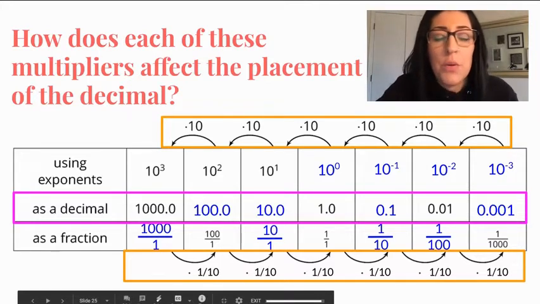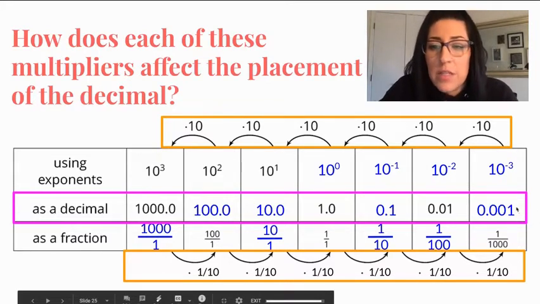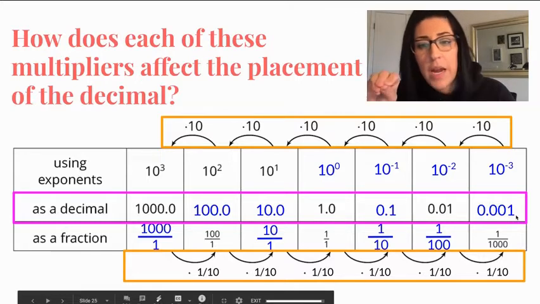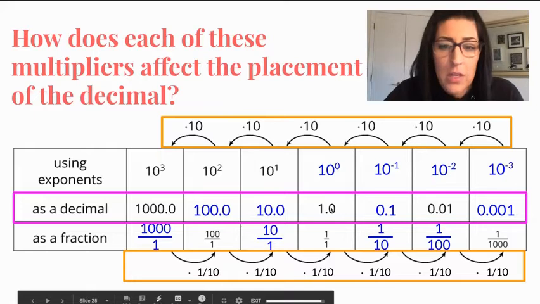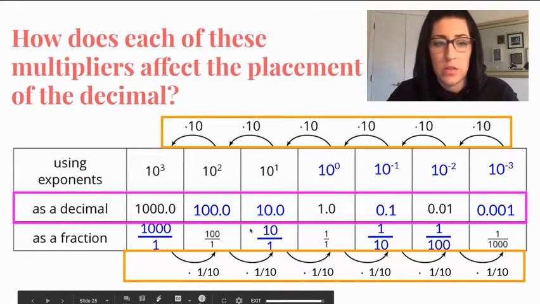But if we started at the opposite end, let's say we started with 1,000 and we multiplied by 10, that decimal place now moves once to the right because we're getting bigger. Look at the value of 1. If we go from 1 to 10 and we multiply by 10, the decimal place moves 1 to the right.